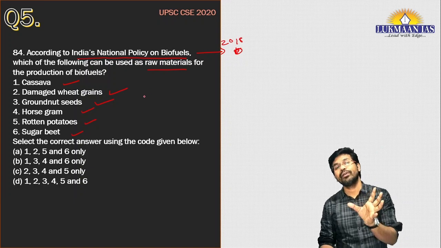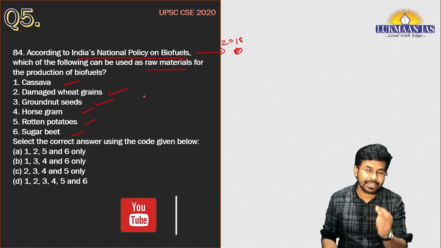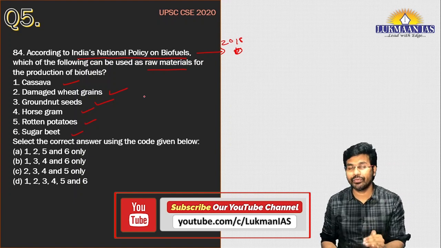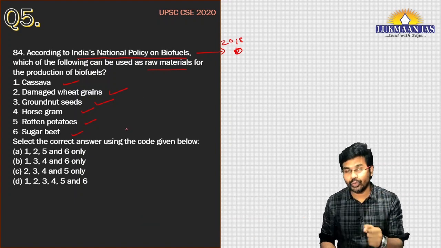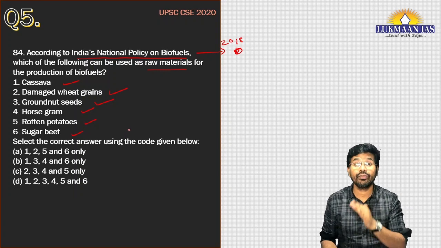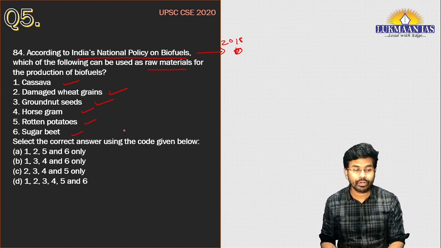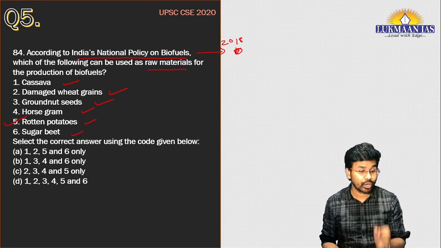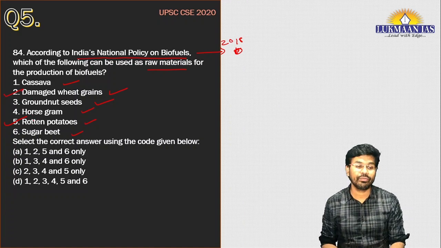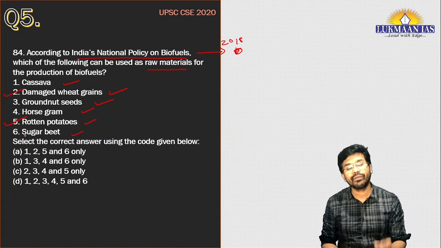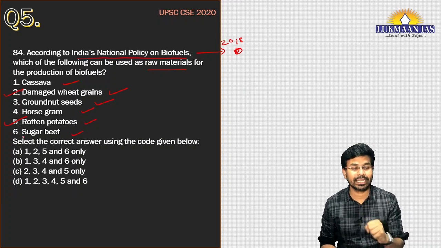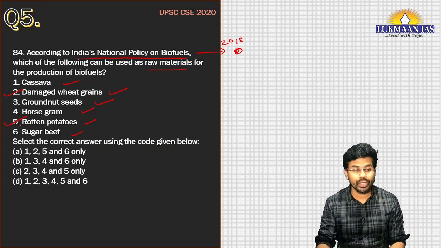This national policy on biofuels gives additional leverage to people to use raw materials for biofuel. It has included those food grains that are not fit for human consumption. Rotten potato is not fit for human consumption, and at the same time damaged wheat grains are not fit for human consumption. Apart from this, it also includes some product of the sugar and its starch. We are going to understand what those products are.